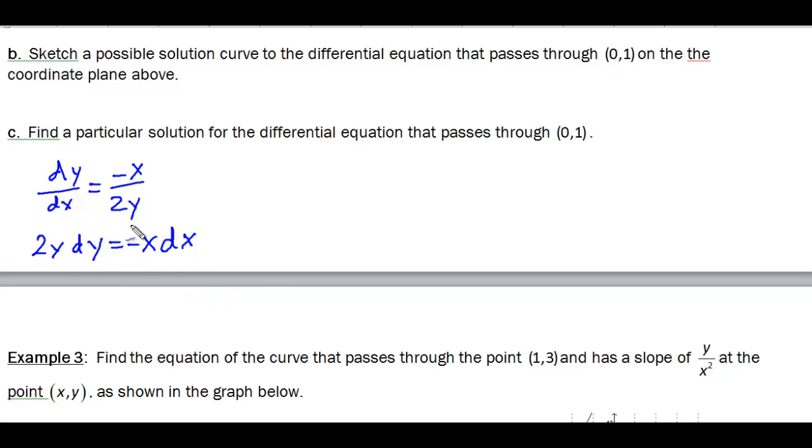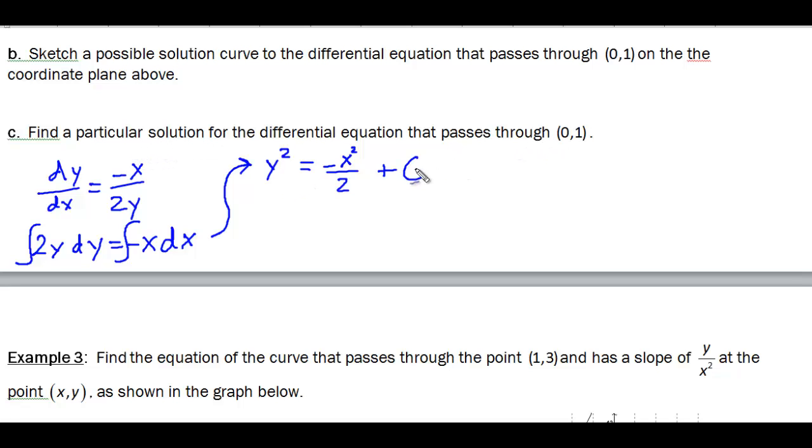Once we've done that, now we can take the integral on both sides. And if we take the integral on both sides, the integral of 2y is y squared. The integral of negative x is negative x squared over 2, and then we'll go ahead and put our plus c on this side. Technically, that can go on either side. We just don't need it on both because they cancel each other out.